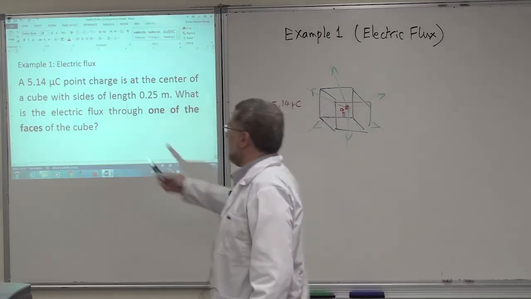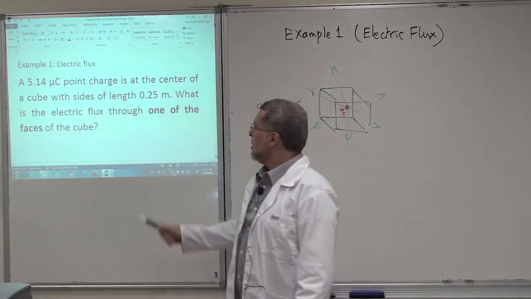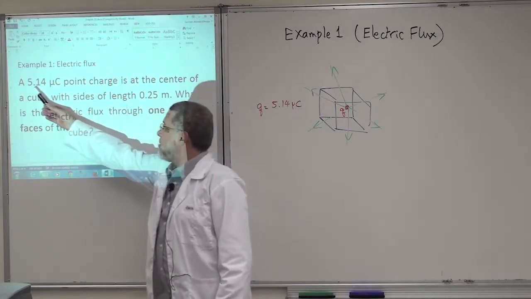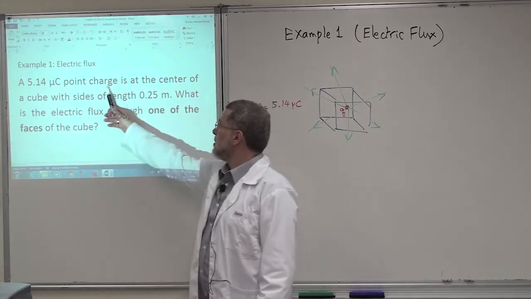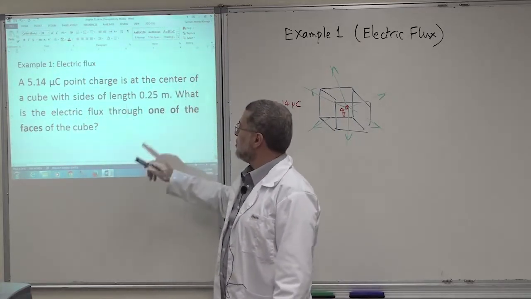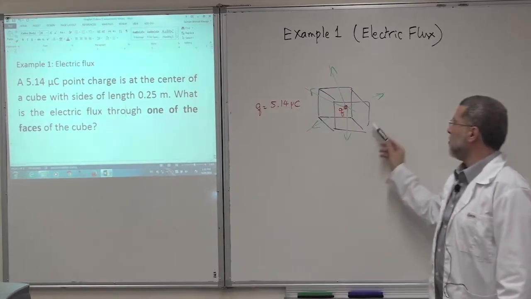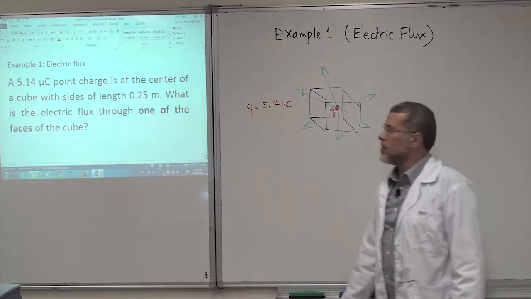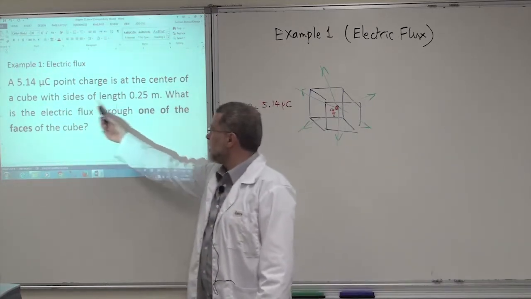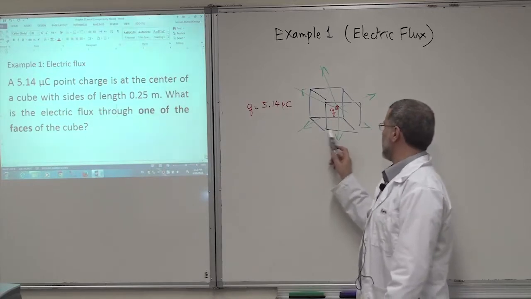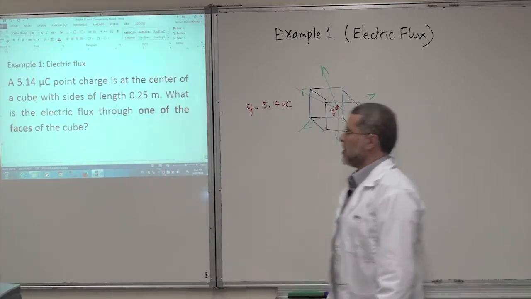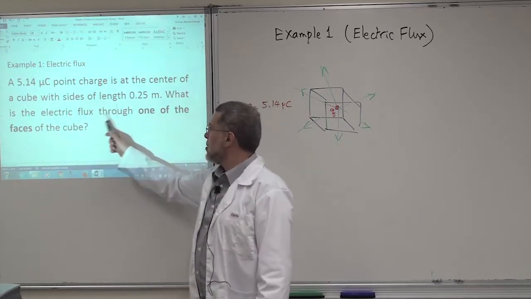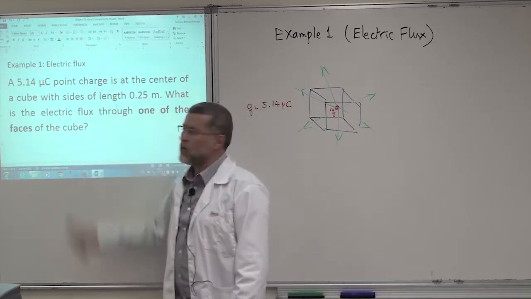So the first example I want to discuss with you here is about electric flux. It says a 5.14 microcoulomb point charge is at the center of a cube. This is the cube in blue, and the charge is in red here. The charge is 5.14 microcoulomb. The cube has sides of 0.25 meters. The question is, what is the electric flux through one of the faces of the cube?